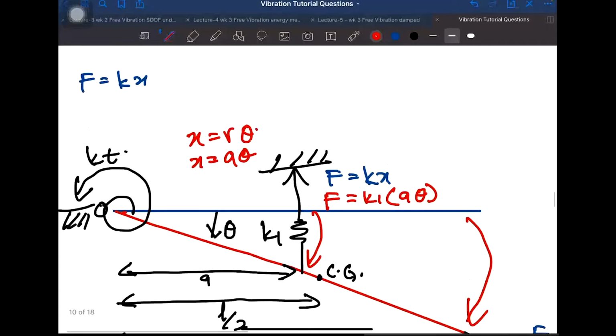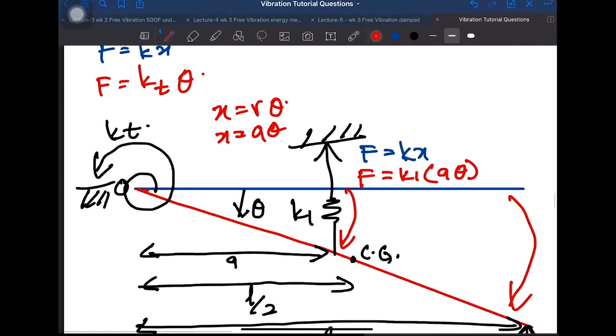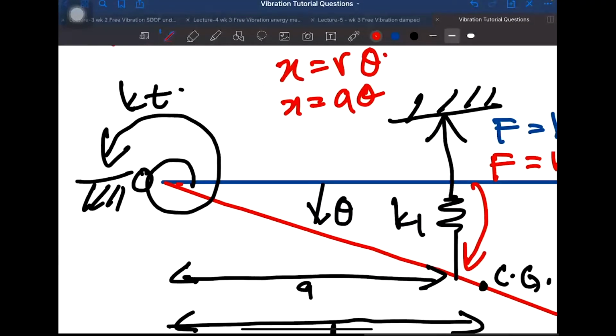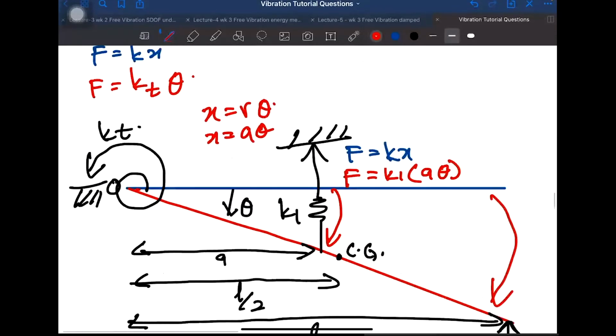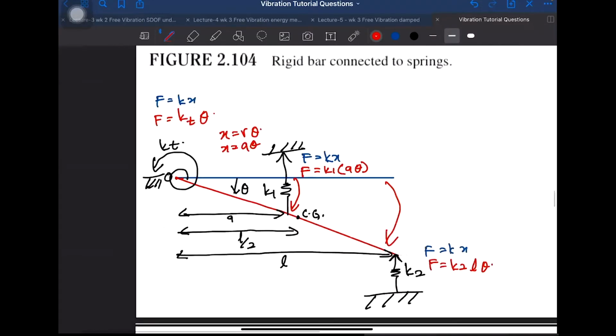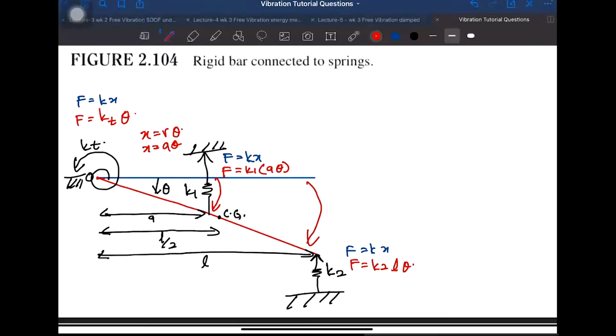F equals Kx, and our K now is KT. Our x is theta because the displacement happens in rotational motion, right? So there's no x equals r theta here. There's no radius here because it happens at the pivot point. It's coming straight from the pivot point. So the only displacement here is in terms of theta. So F equals Kx becomes F equals KT theta. So these are the forces from three different types of springs.